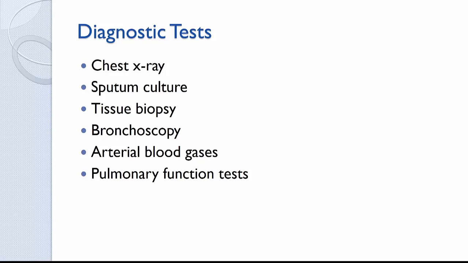Tissue biopsy through bronchoscopy can be done, as well as arterial blood gases, which may reveal the metabolic state of the patient, and particularly in this case respiratory acidosis or alkalosis. Pulmonary function tests are very useful in diagnosing restrictive and obstructive disease.